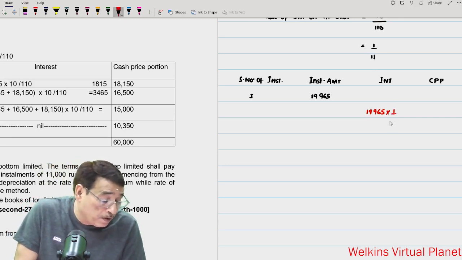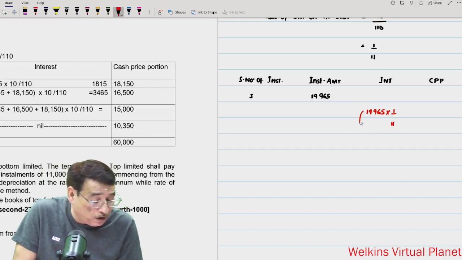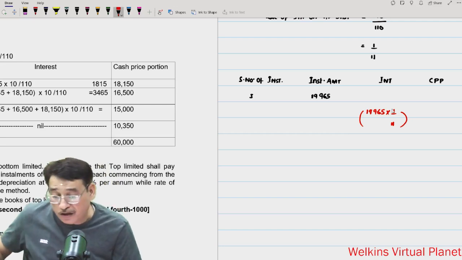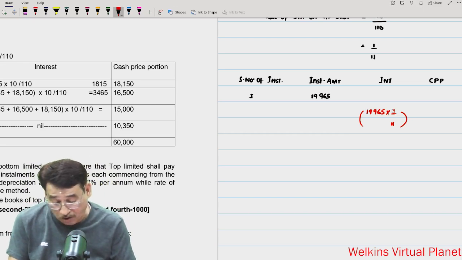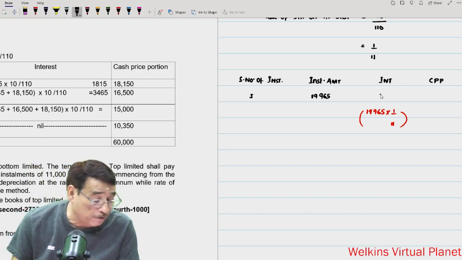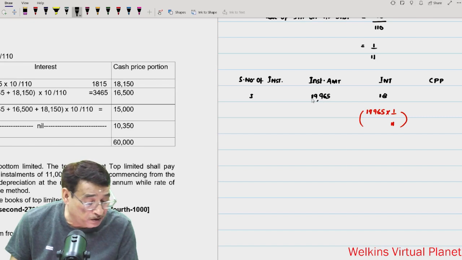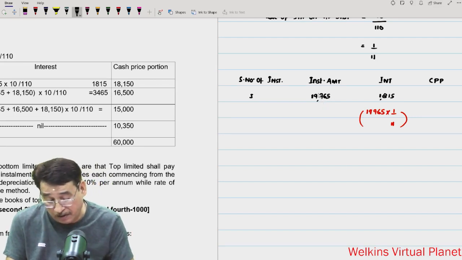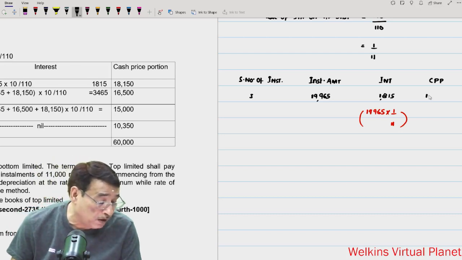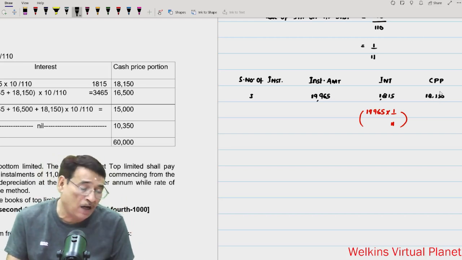That means, in this installment, your interest element will be equal to this much. If I will compute it, I will now need a calculator. It will be equal to 19,965 divided by 11. That is equal to 1,815. That means interest included in this installment is equal to 1,815. Is it clear to you? Now I will subtract it from this amount, 19,965, to get 18,150. This is my cash price portion. This is how I will be able to determine.